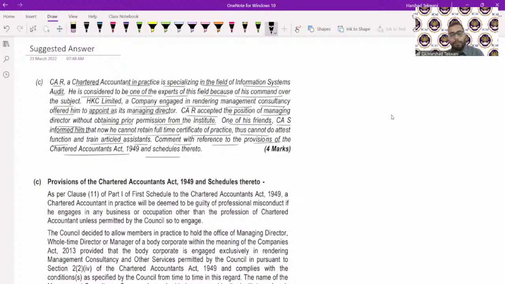Okay, first of all, understand the scenario. What is the question asking? The question is asking you to comment with reference to the provisions of the Chartered Accountants Act and schedules thereto. Now the scenario here is that CAR has accepted the position of managing director without obtaining prior information from the institute. Clear? Remember something we saw in clause 11 in previous lectures? Okay, I'll bring that up for revision.